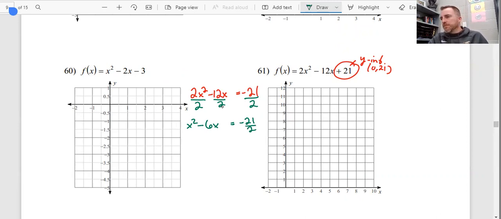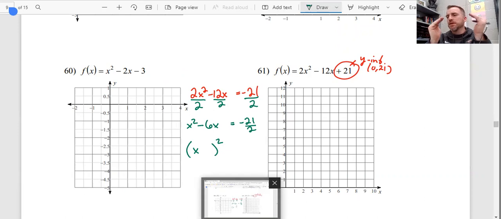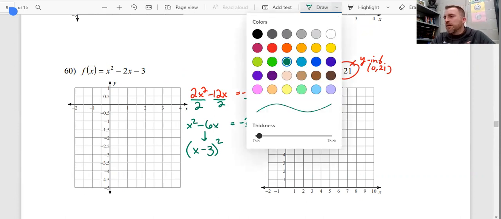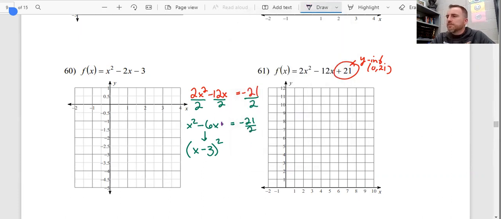And now we're going to complete the square. It always follows this pattern. You have some number in parentheses next to an x, and that number is just half of the middle number. So half of negative 6 is negative 3. If you square negative 3, you get 9, a positive 9. So we have to add 9 to both sides. So x minus 3 squared is equal to, if you add this, you'll get negative 3 over 2.